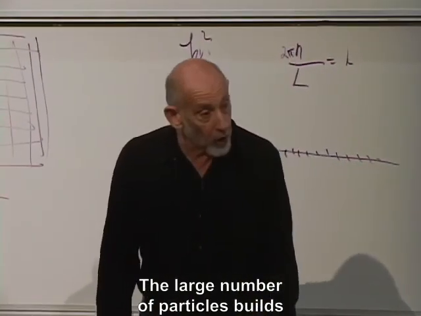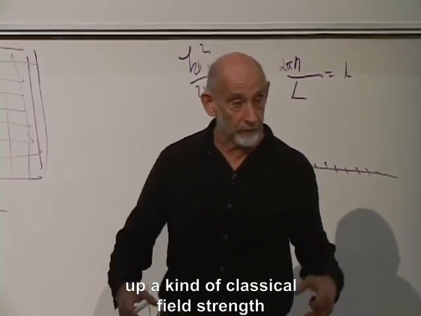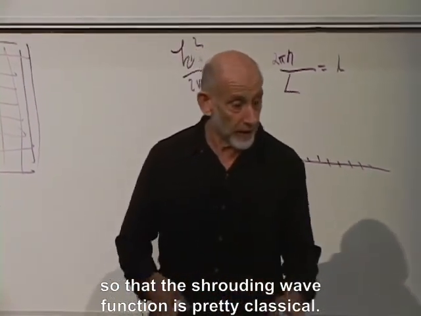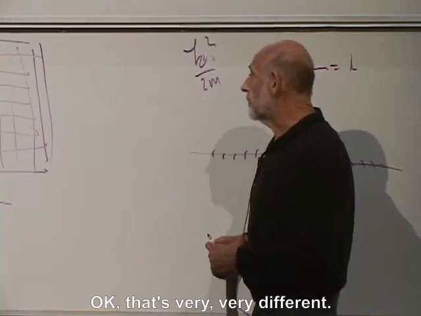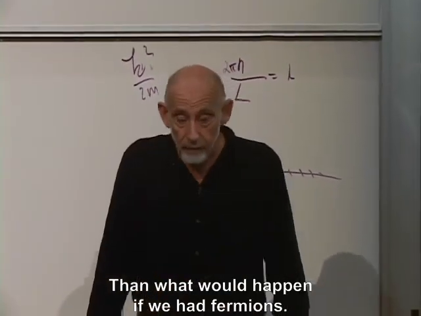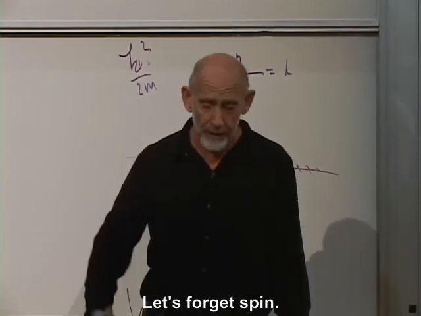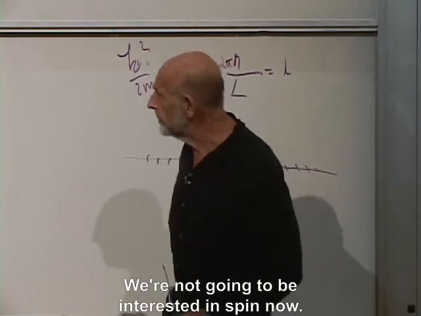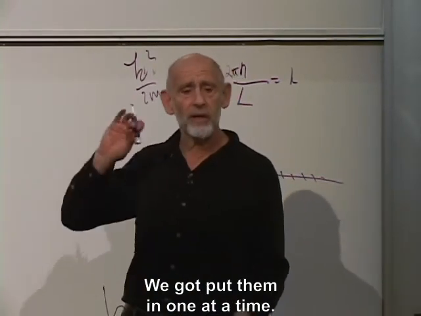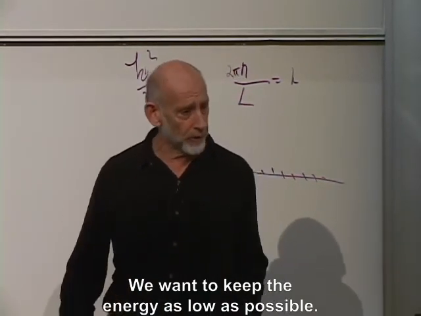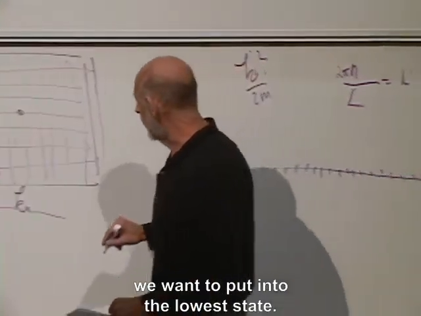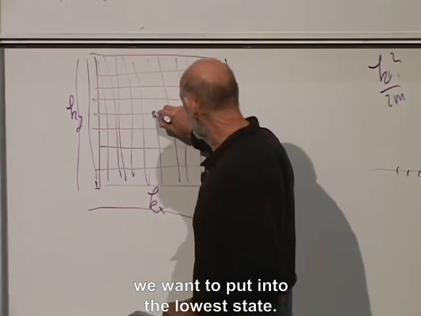The large number of particles builds up a kind of classical field strength so that the Schrodinger wave function is pretty classical. Okay, that's very, very different than what would happen if we had N fermions. Let's forget spin. We're not going to be interested in spin now. Where shall we put the first one? We're going to put them in one at a time. We want to keep the energy as low as possible. Okay? Obviously, the first one to go in, we want to put into the lowest state.